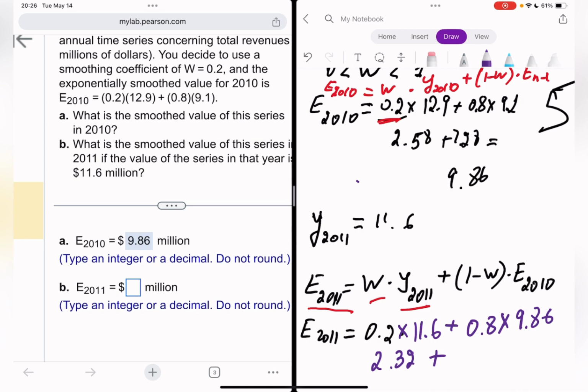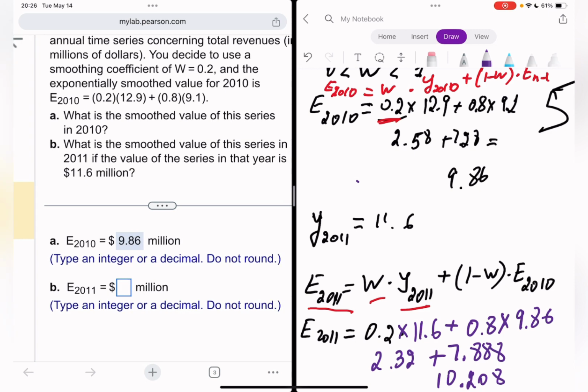Something is wrong. One second. I guess I didn't clear the memory well. 0.8 times 9.86 gives 7.888. Okay, now we are adding this 2.32 and we are getting 10.208. Integer or a decimal? So 10.2. Okay.